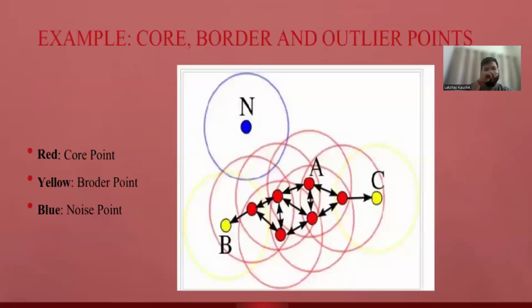Second is an example of core points, border points, and outliers, shown in a particular diagram. The red points represent core points because they have sufficient neighboring points within the specified radius. The yellow points are border points because they are connected to a cluster but do not have enough neighbors to become core points. The blue point represents an outlier because it is isolated and does not belong to any cluster. This is the best example to visualize how DBSCAN identifies clusters based on density rather than a predefined shape.